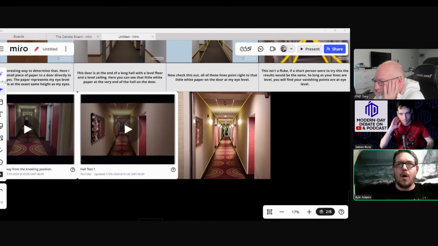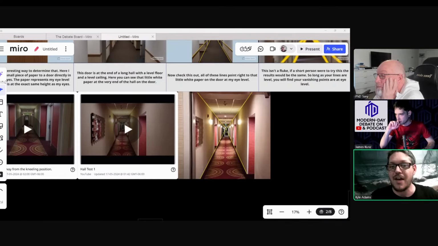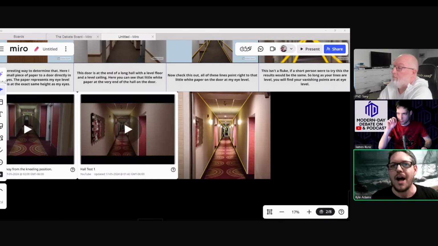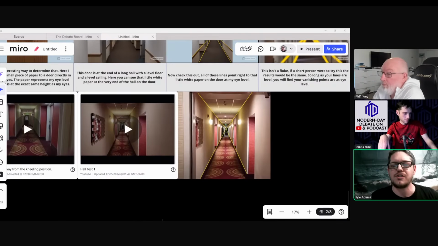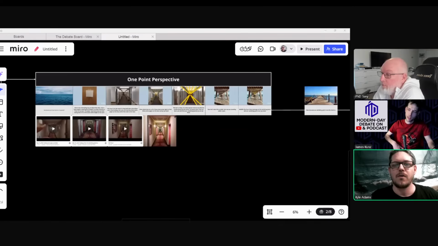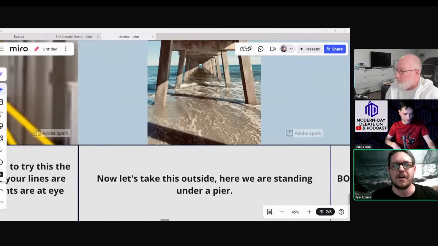And so if you stand up, all the lines will point to your new eye level vanishing point. That vanishing point right there, that's your eye level. Okay, so that's a huge, huge point here. And this is where it gets into a much bigger deal, right?